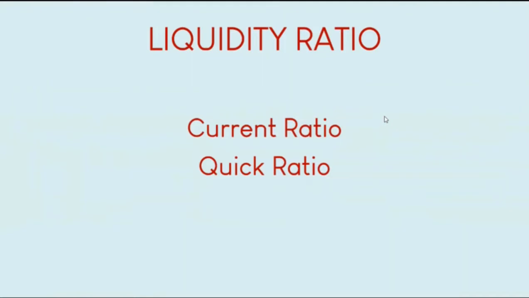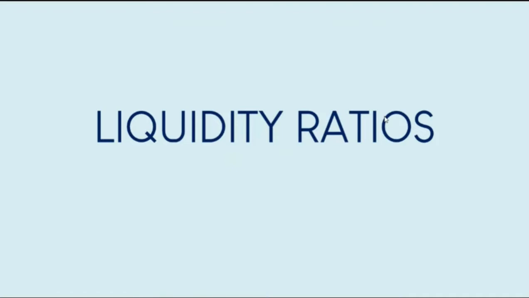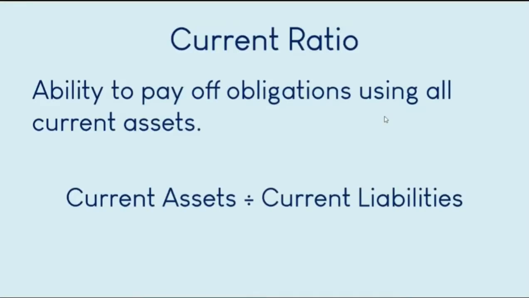Under liquidity ratios, we have the current ratio and the quick ratio. For the current ratio, this is the ability to pay off obligations using all of our current assets. Could you give me examples of the current asset accounts that we have?